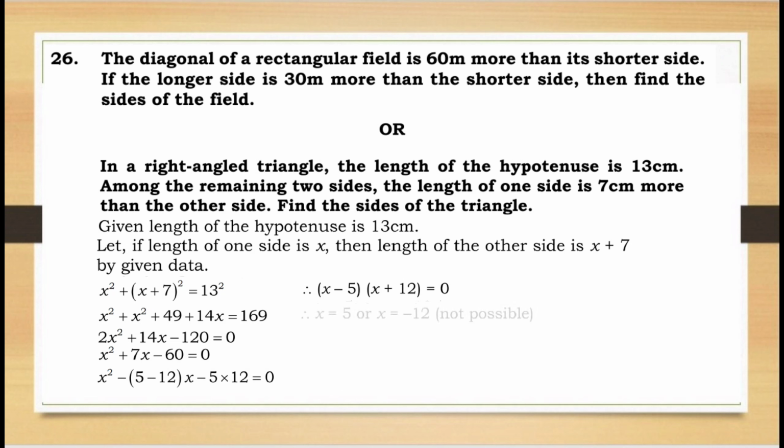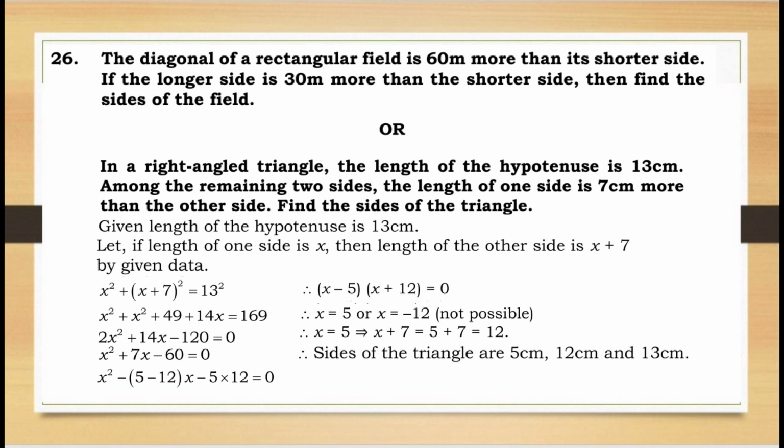Therefore, x equals 5 or x equals minus 12. Here x is the length of the side, therefore it should be a positive term. Therefore, x equals minus 12 is not possible. Therefore, x equals 5 implies the length of the other side, that is x plus 7, equals 12. Sides of the triangle are 5 cm, 12 cm and 13 cm. This is the answer for this question.